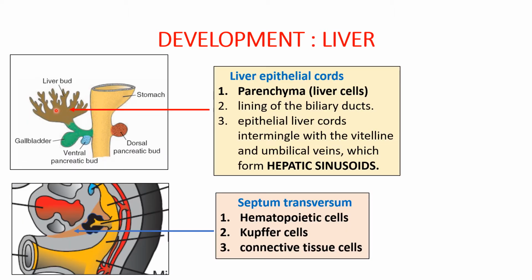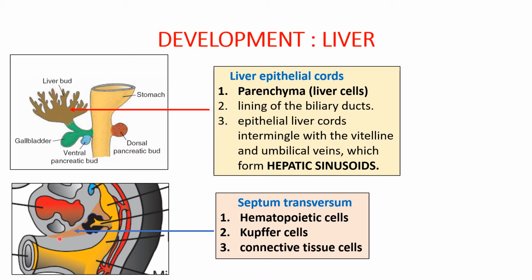Because of this penetration of the liver epithelial cords into the septum transversum, what will happen? Certain cells of the liver will form. So the liver epithelial cords are going to give rise to the parenchyma of the liver, that is the liver cells. Also, the lining of the biliary ducts will be formed by these liver epithelial cords. When they are penetrating, on their way they will intermingle with the vitelline and the umbilical veins, and this leads to the formation of hepatic sinusoids.